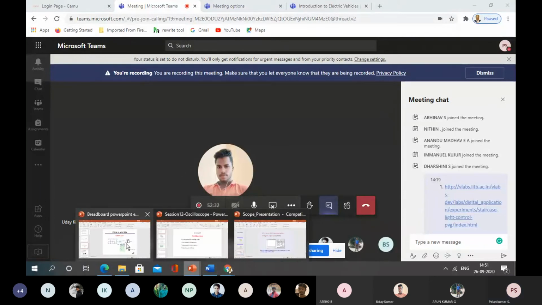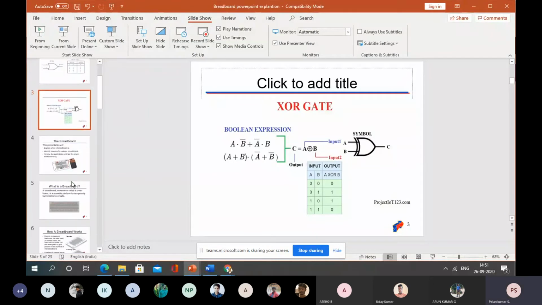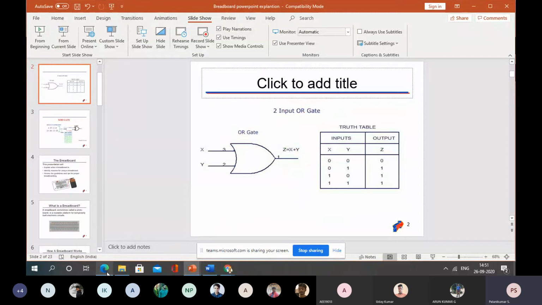That is, we can go for godown wiring. Godown wiring also is possible. So I will show it.